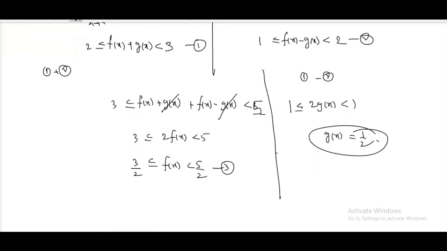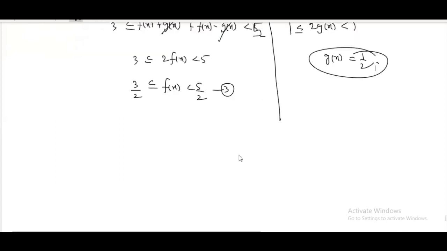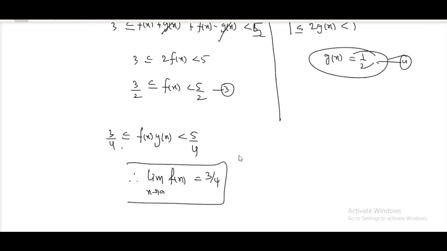And from here, if I multiply these, f of x into g of x will be less than 5 by 4. If I multiply 1 by 2, 5 by 4, greater than or equal to 3 by 4. That means, therefore, limit x tends to a, f of x into g of x exists, and it is 3 by 4. So this is the option: exists, and 3 by 4 is the option. So hope you understand this clearly.